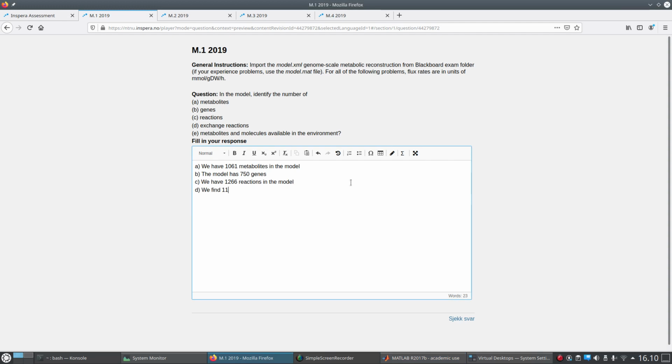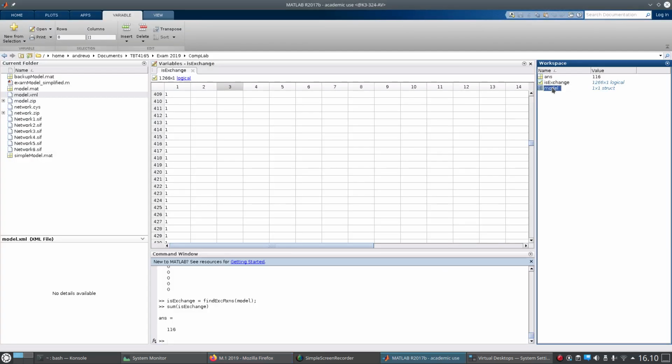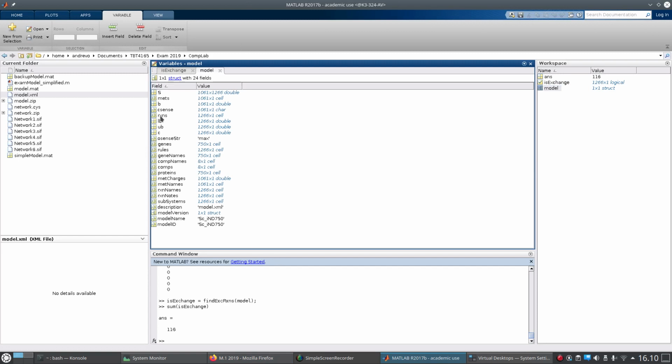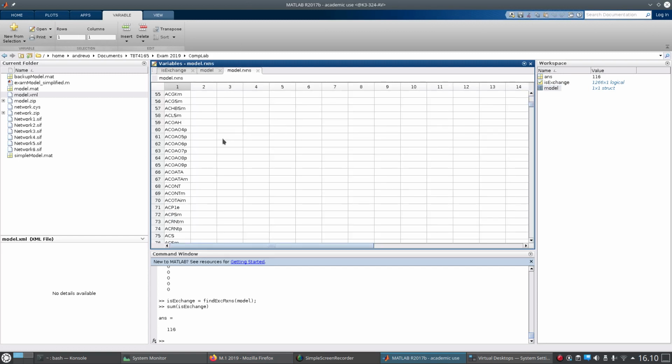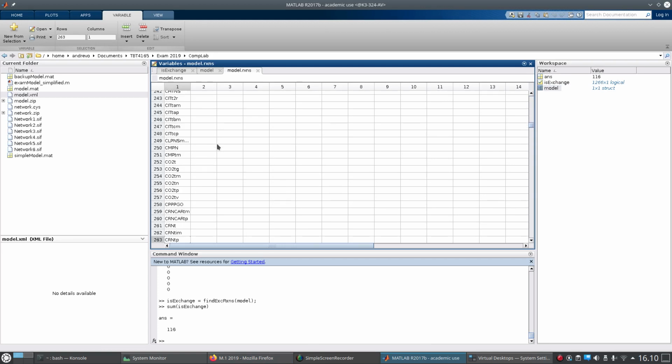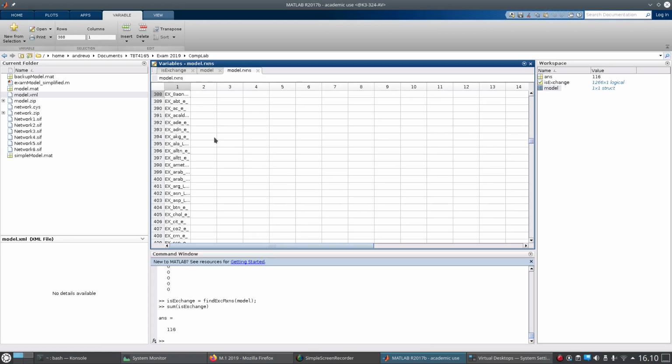We find 116 exchange reactions, and we can double check by, for instance, looking at the model here and then going into reactions and then just scrolling down until we find the ones that are labeled EX here, right? That's typically how a model will have exchange reactions labeled. So we see it starts here at 385, and it goes on until 500. So that's 500 minus 385 plus 1, because we're including both ends. That's 116. So it adds up. It's a nice double sanity check.